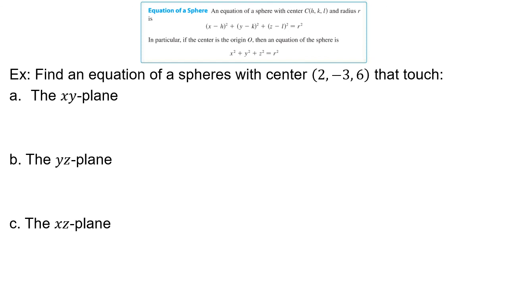Okay, find the equation of a sphere with the center 2, negative 3, 6 that touches the xy plane. And I kind of mentioned this a little bit earlier, but if it touches the xy plane, notice there's no z there. So if it touches the xy plane, that means your z has to go away.